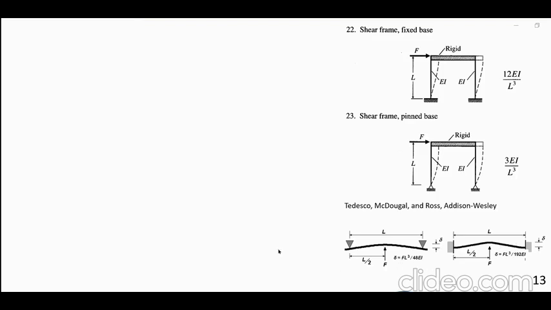I mean, these are things that we do cover in our stress analysis or deformable bodies course. So for pin it is FL cubed over 48 EI, and for fixed it is FL cubed over 192 EI. Now, but where do these things come from? That sure doesn't look like that.